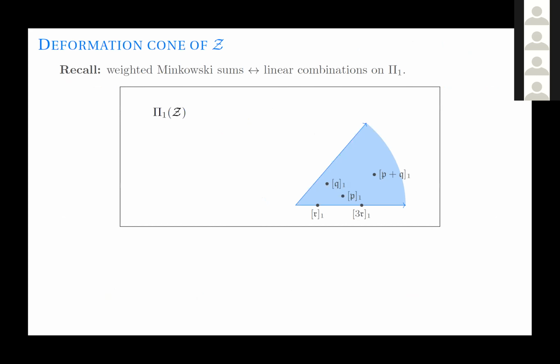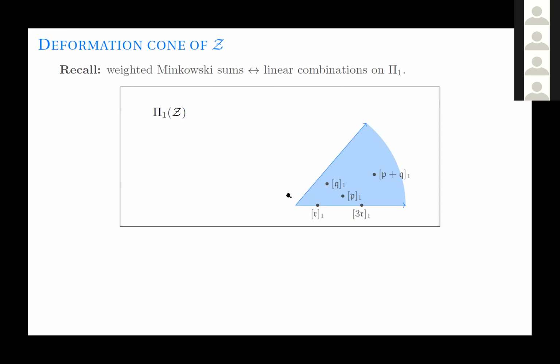Okay, so let me move on, and let me go back again to the general case of any sonotype. Remember that on the second slide, we said that weighted Minkowski sums of polytopes in general, if we just look at the first graded component, translate into linear combinations of the classes of the polytopes, right? Now let's look at what happens if we fix a sonotype and we just look at the deformations of that sonotype. Then we have this space, the first graded piece. This is a finite dimensional space. Let's say this square right here.